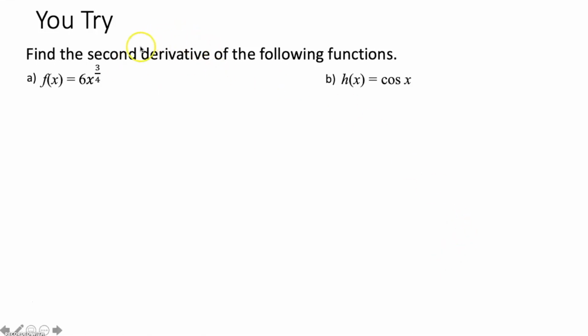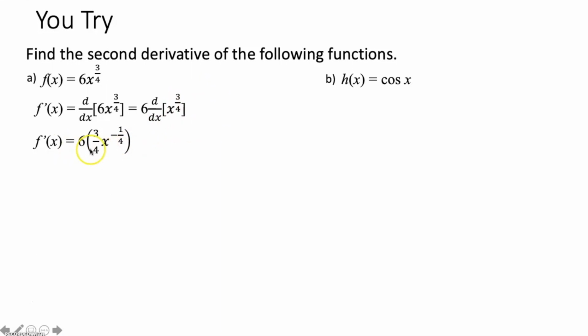Okay, doing the same thing. So we're finding the second derivative, which means we're going to take the derivative of this and then take the derivative of that derivative. So how do we take the derivative of this? Well, again, we have a constant being multiplied out front of our function. So we're going to take that 6, move it out front, and just multiply it on at the end using the constant multiple rule. Now all we have to do is just take the derivative of x to the 3/4. So we use the power rule. It becomes 3/4 x to the, what's 3/4 minus 1? That'd be negative 1/4.